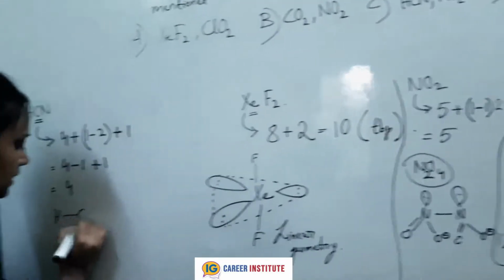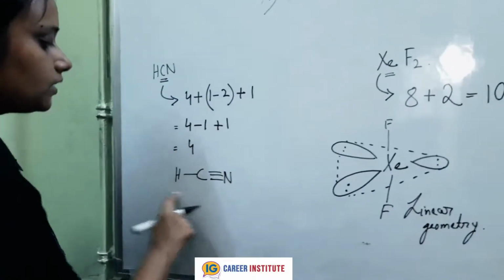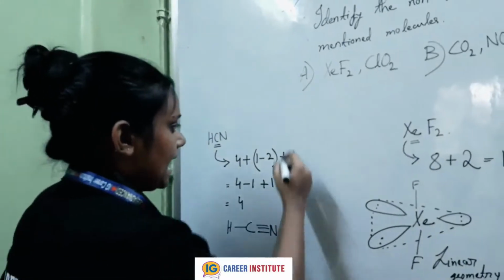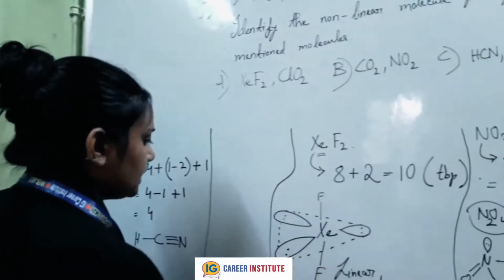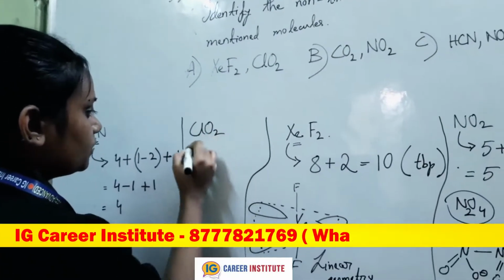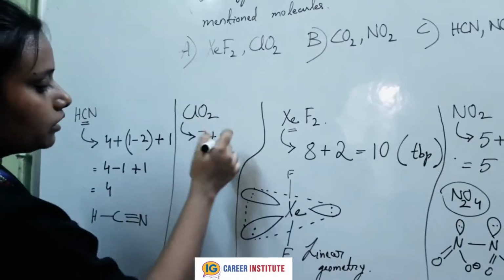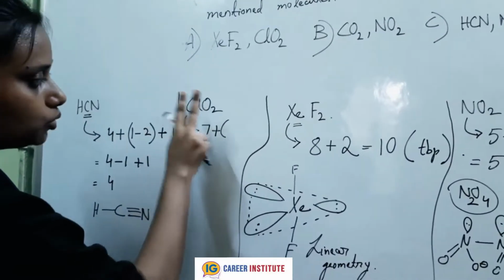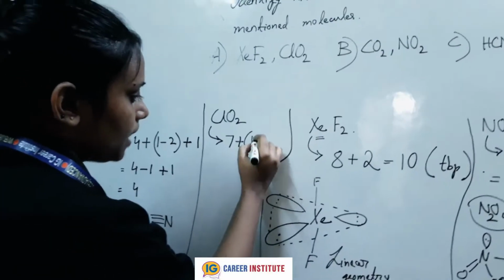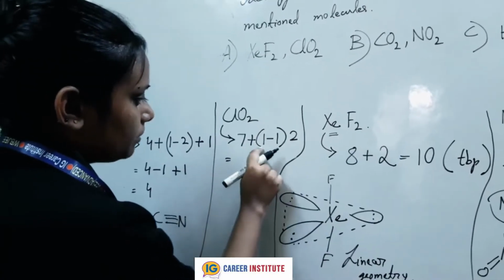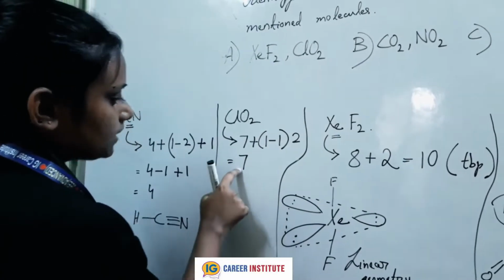So HCN basically has a structure like this. So it's a linear structure, it's not non-linear. Okay, and the last one we are left with is ClO2. Number of valence electrons of chlorine is 7, plus oxygen. For that oxygen, it forms 2 bonds. So one is sigma for that +1, another is pi for that -1, into 2. So ultimately this is 0. So the result is coming 7.